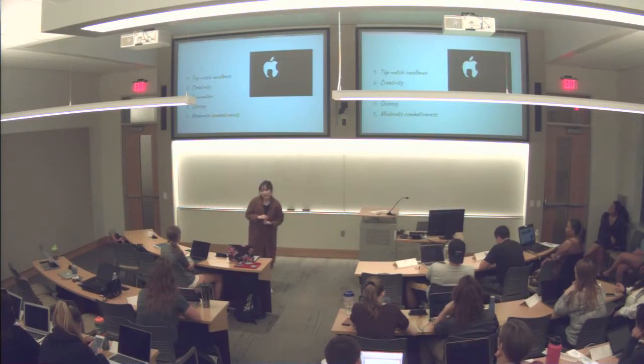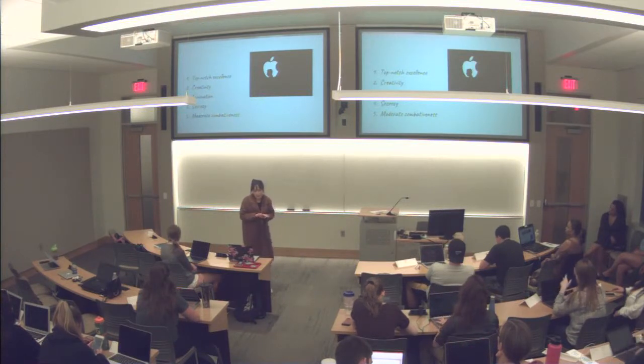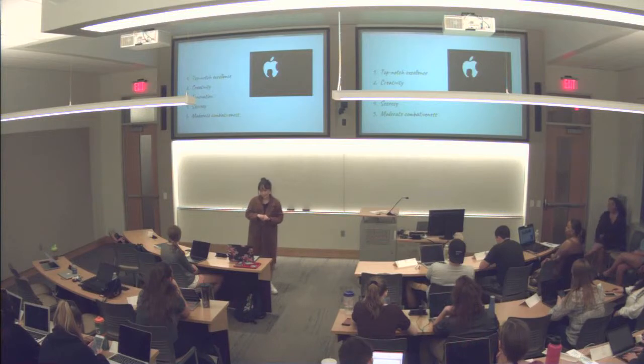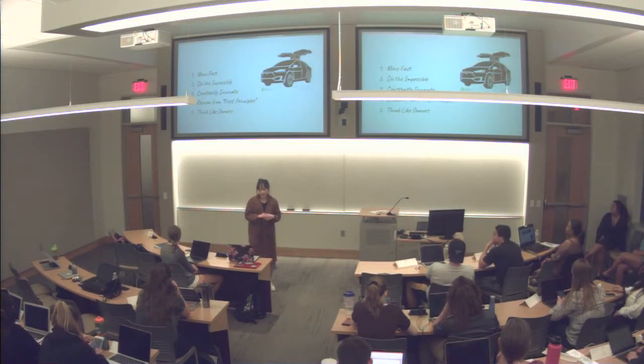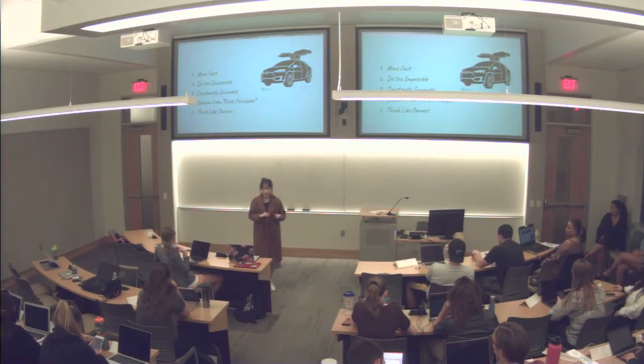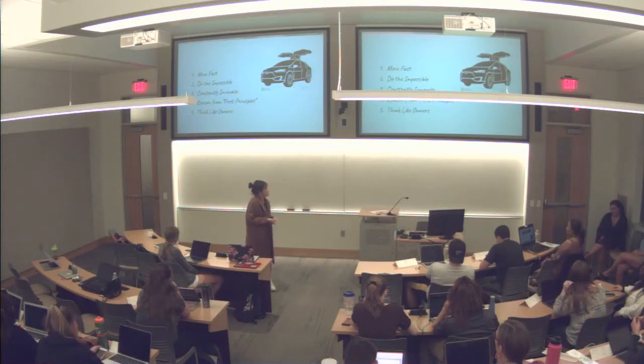The third one would be Apple. Apple's organization culture type is more like top-notch excellence and creativity, innovation, and secrecy, moderate compactness. And the last one will be Tesla. Tesla's organization culture type would be like move fast and do the impossible, constantly innovate, reason from first principles, and think like owners.